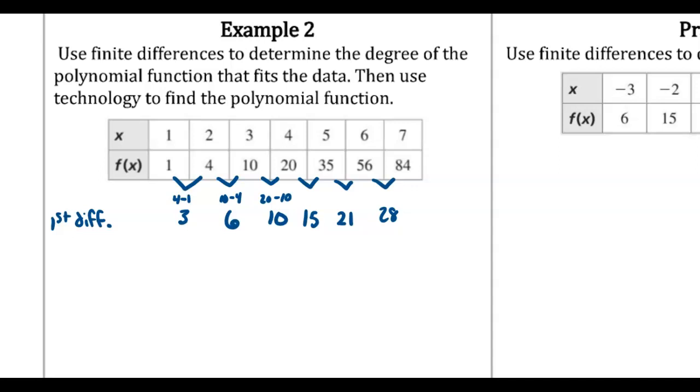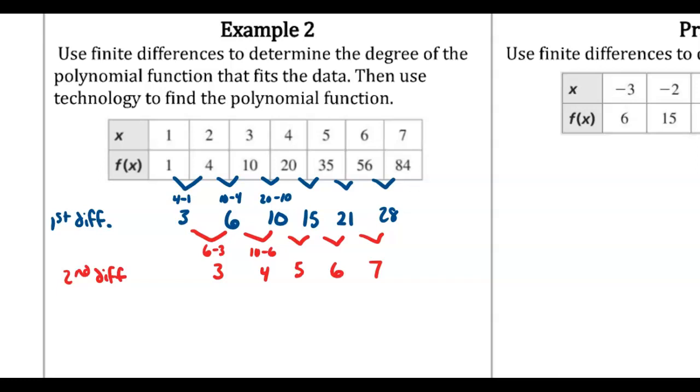Once again, I'm going to show my work here so that you know what we did, and you can recreate it if you were stuck later on. 6 minus 3 is 3. 10 minus 6 is 4. And then 15 minus 10 is 5. 21 minus 15 is 6. 28 minus 21 is 7. That's the second differences right there. They are not all the same, and so you are not doing a quadratic here.